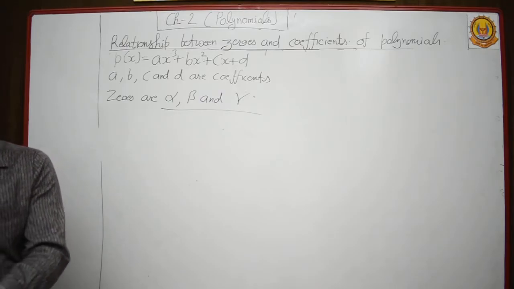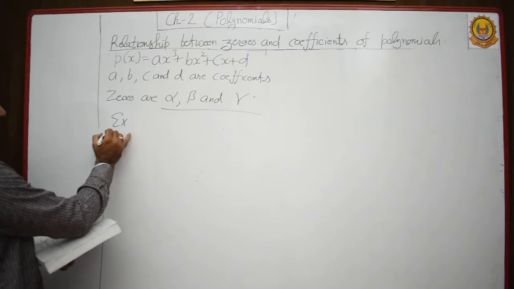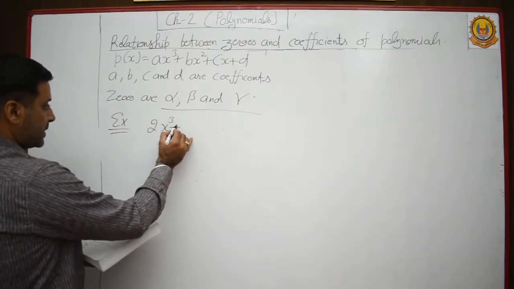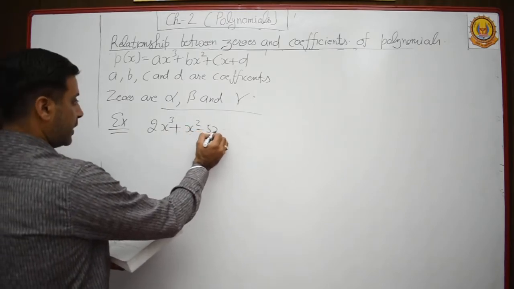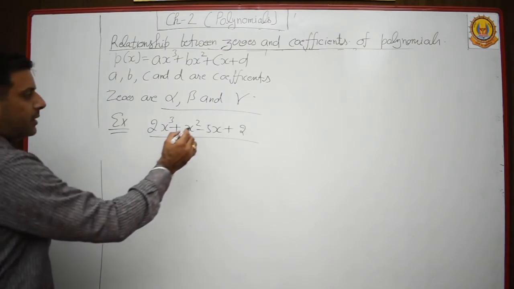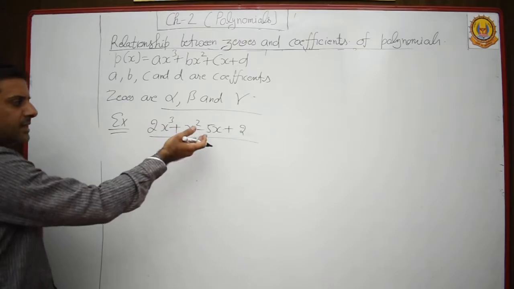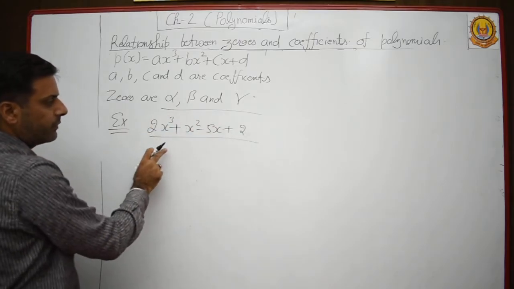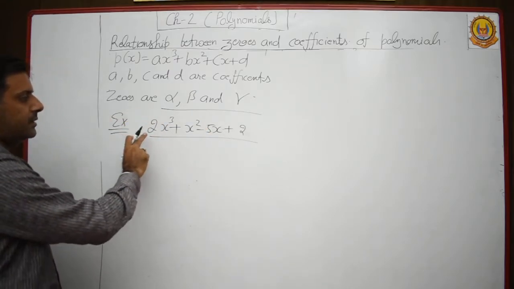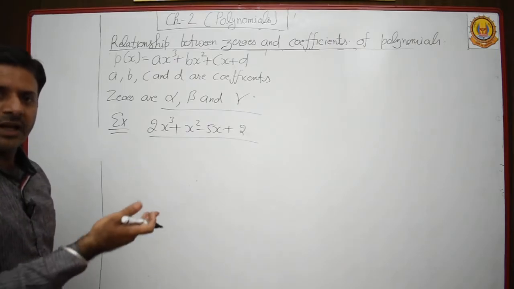So I am going to tell you one example. Suppose I am taking 2x cube plus x square minus 5x plus 2. So how will you find its zeros? By the hit and trial method. Firstly put any value of x. When we put a value of x, if the whole expression becomes equal to 0, then that value is called its zero. So put x equal to 1, minus 1, 2, minus 2 like this.